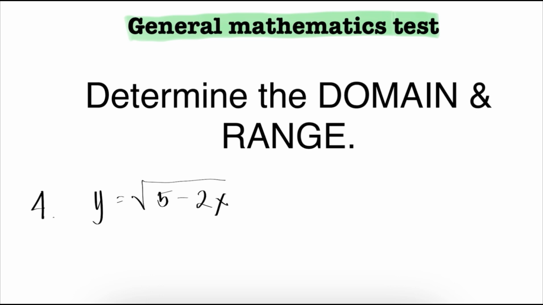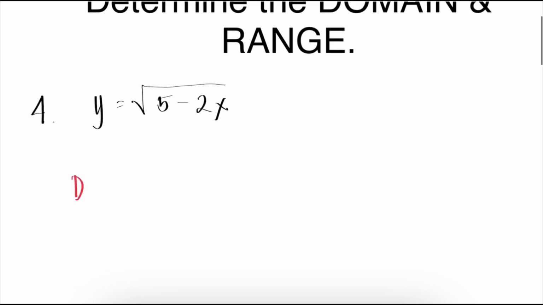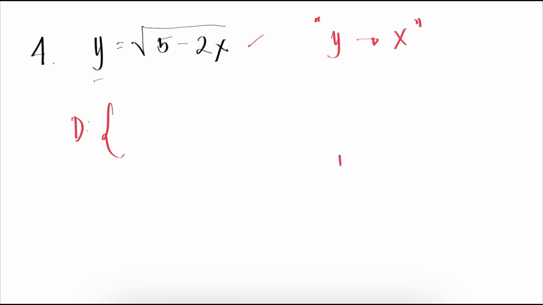Now, let's have example number 4. The given is y is equal to the square root of 5 minus 2x. Now, to determine the domain, let us solve for y in terms of x. But take note, the defining equation y is equal to the square root of 5 minus 2x is already expressed for y in terms of x. Since y is a radical, y must be greater than or equal to 0. And therefore, its radicand 5 minus 2x must be greater than or equal to 0.